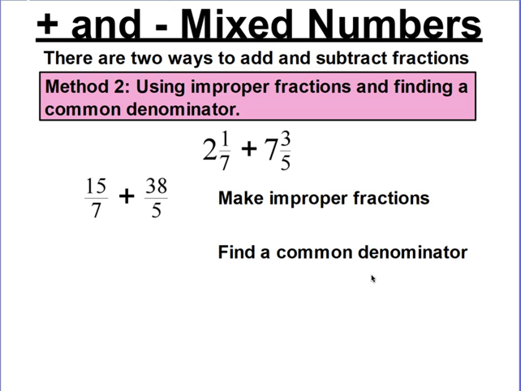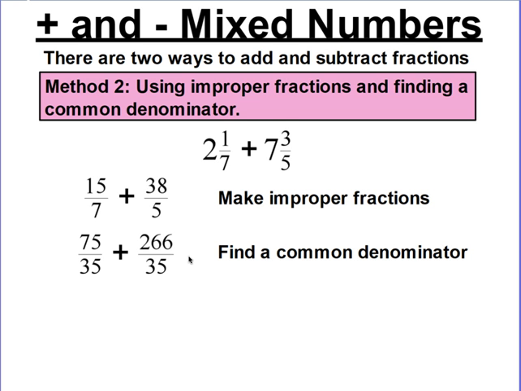Step 2 is going to be to make common denominators. We already know the common denominator is 35. So here, the numerators adjust. One thing you can notice here is that the numerators will be larger. We multiplied by 5 here, and 15 times 5 is 75. We multiply by 7 here, and 38 times 7 is 266. If you don't mind working with somewhat larger numbers, this method might be the one for you.